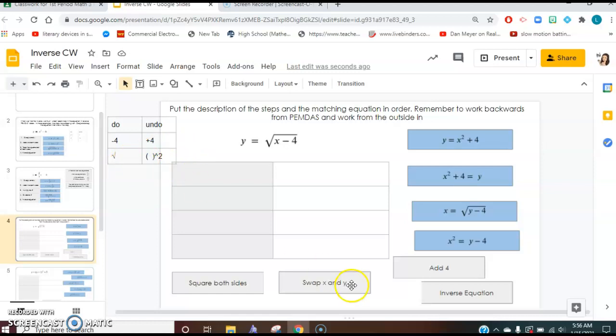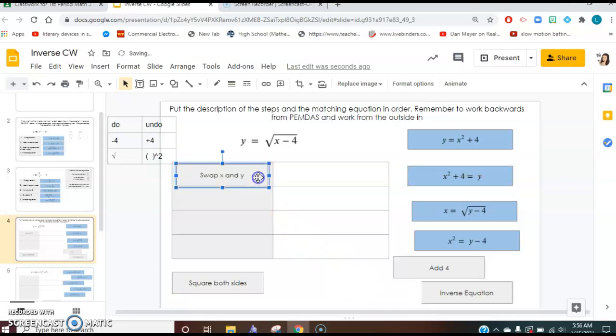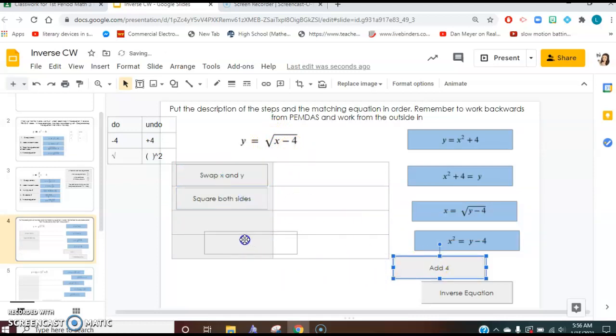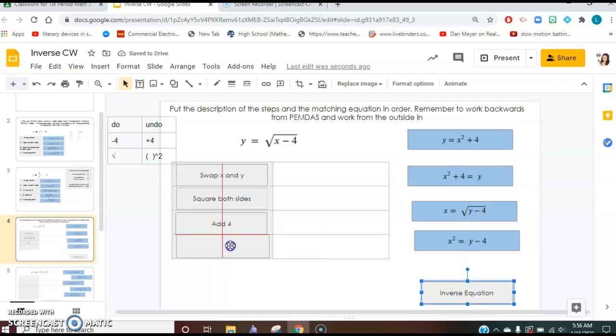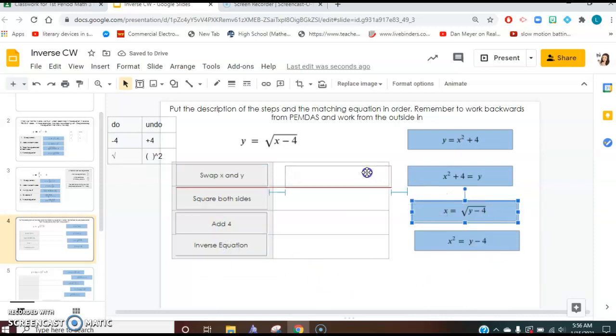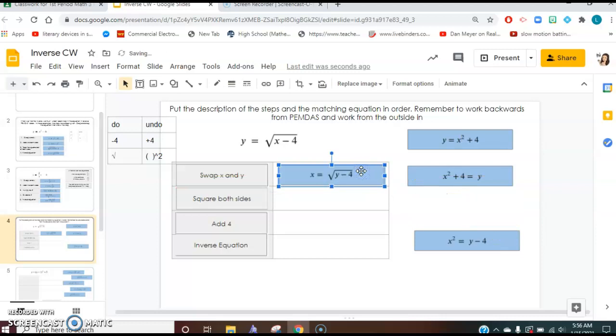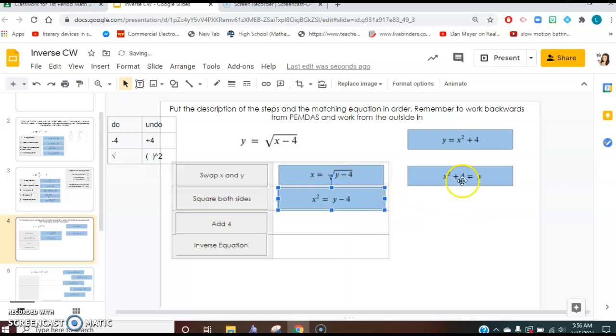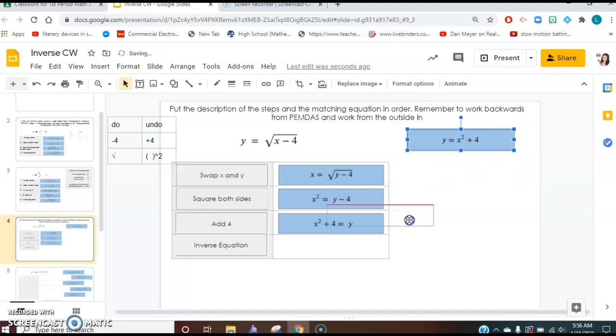The first thing that I'm going to do, well, I'm going to swap x and y. But then I'm going to have to get rid of this square root sign first. So the first thing I'm going to have to do is square both sides, and then I can add 4. And then once I flop it back around, I'll have my final answer. So swap x and y, square the x side, add 4, final answer.